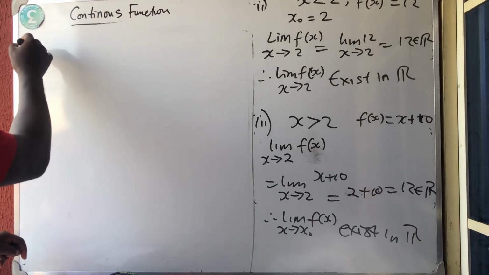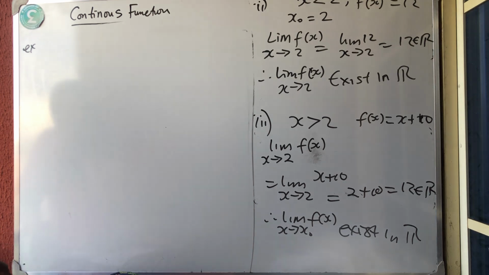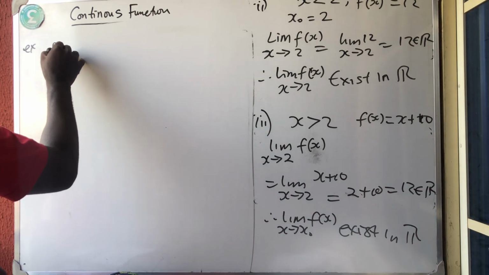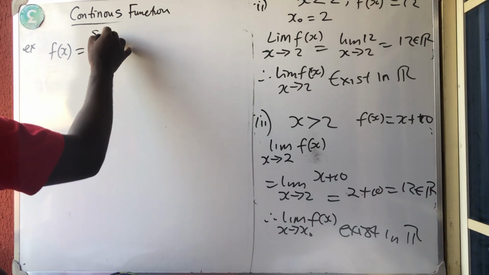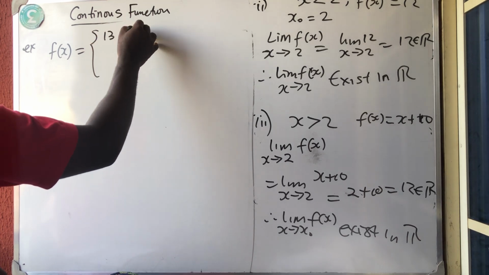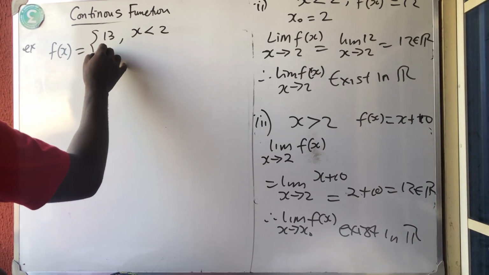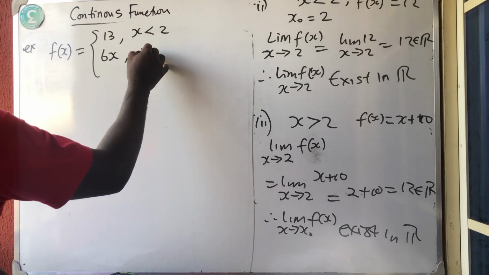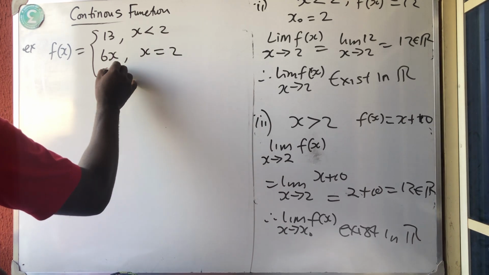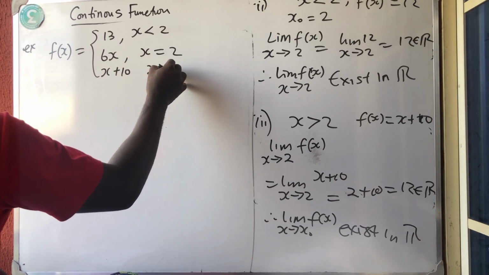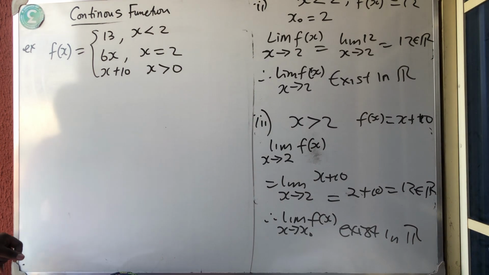Okay, let's look at another example to clear it. I'm having that f of x is equal to 13 when x is less than 2, but it is 6x when x is equal to 2, and it is x plus 10 when x is greater than 2.